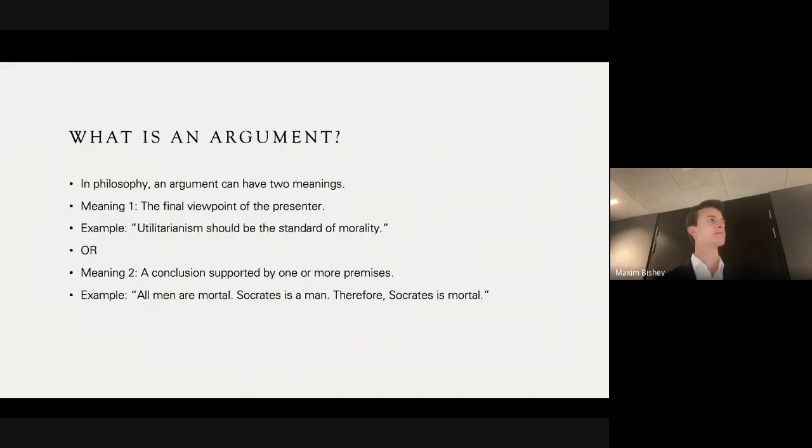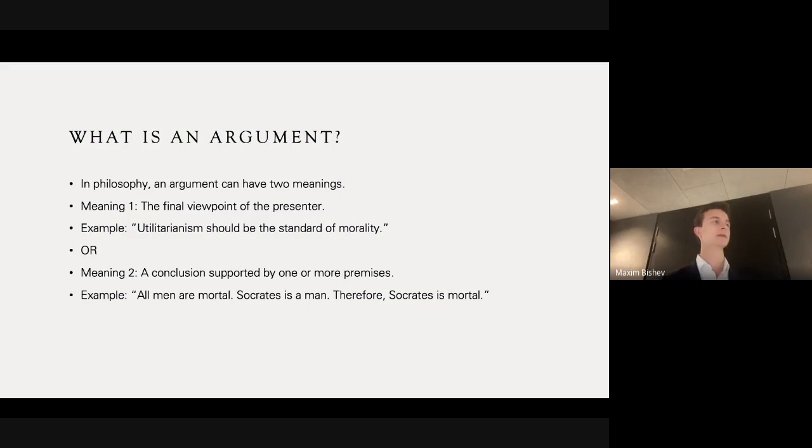Firstly, what is an argument? In philosophy, when I say that's a good argument or that's a flawed argument, that can actually have 2 meanings. One is the conclusion of the argument, which is the point that it's trying to prove. I have an example here, quote, utilitarianism should be the standard of morality. That is the meaning one, which is just the conclusion. That's what I'm trying to prove.